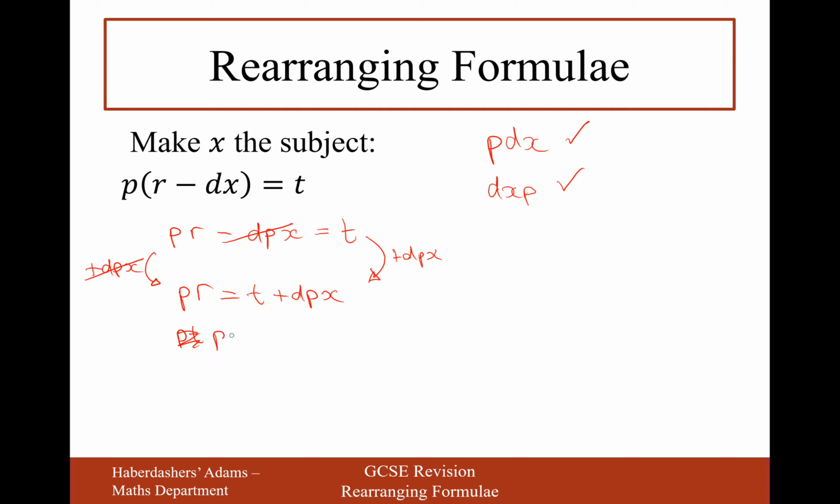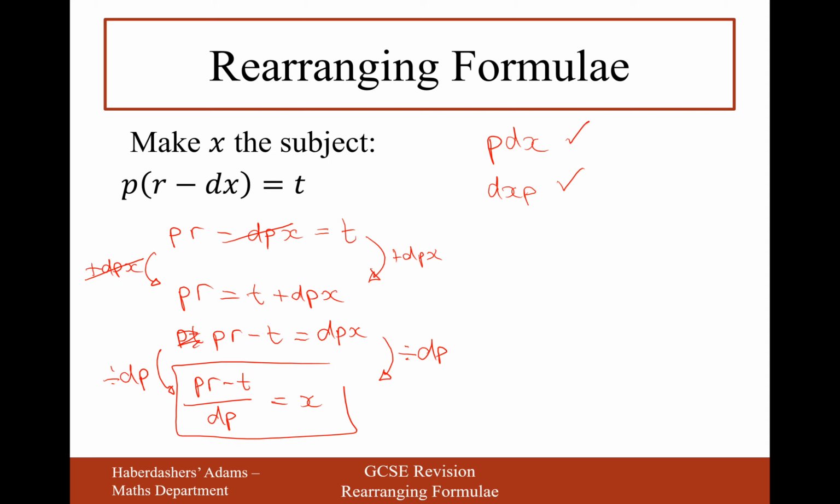The next thing I'll do is I'll take away the T onto the other side. Whoops, that's wrong. PR minus T equals DPX. And then the next thing I'll do is I'll divide by what's being multiplied onto X, and that's a D and a P. So I'll divide by both the letters D and P. So it's going to be PR minus T over DP equals X. And there we are, that's the answer to this question.